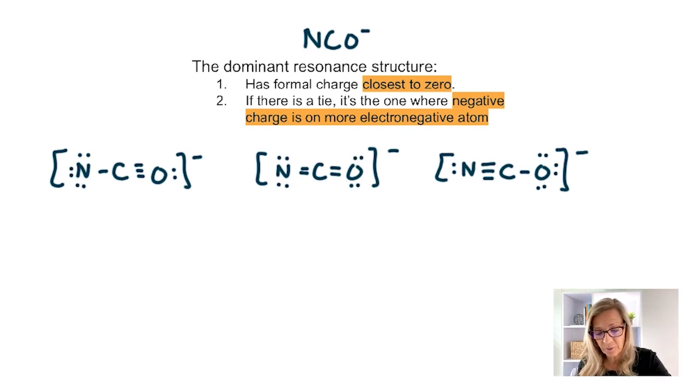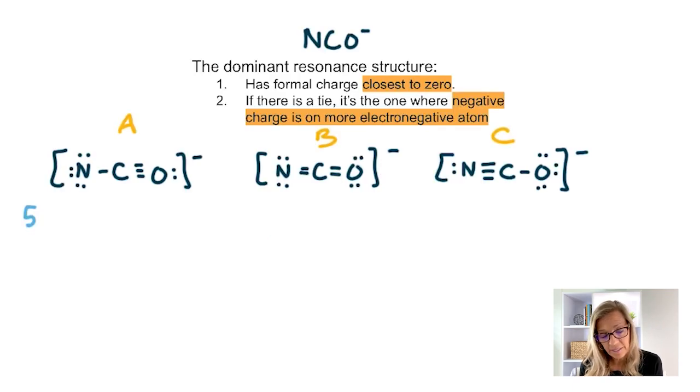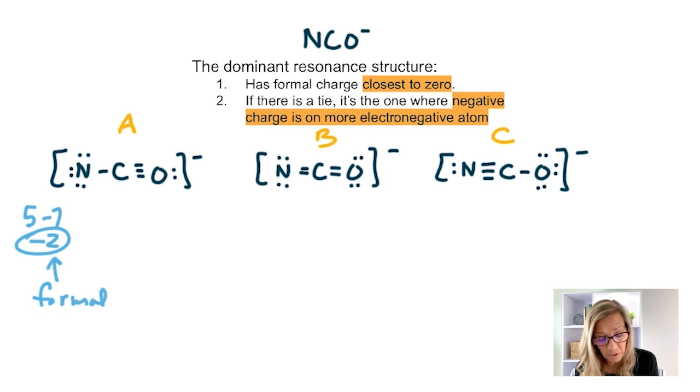So let's go to the first one on the left, and we'll call this guy A, and we'll call this guy B, and we'll call this guy C. So here we go. For formal charge, we're going to use our formula here. The number of valence electrons that nitrogen has is 5, right? We get that off the periodic table. And then we're going to subtract what? Non-bonding electrons and covalent bonds. Non-bonding electrons, we have 2, 4, 6, and then we have 1 covalent bond, and so that would be 7, and that would give us a -2 formal charge.